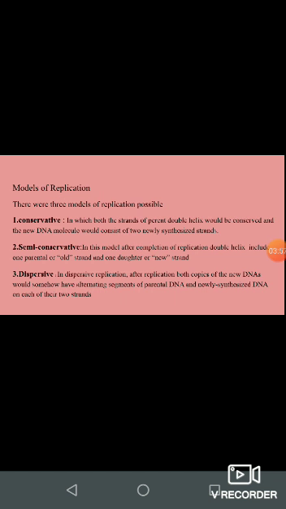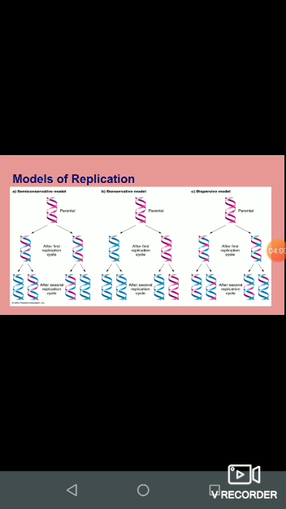In the case of the conservative model, after completion of one round of replication, the two parental strands pair with one another, and the two newly synthesized strands pair as another duplex. Such a mechanism is called conservative. In the case of the semi-conservative model, after completion of replication, one parental strand pairs with a newly synthesized one. Such a mechanism is called semi-conservative.